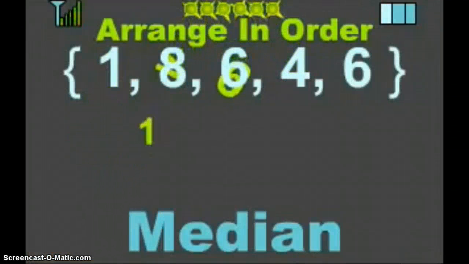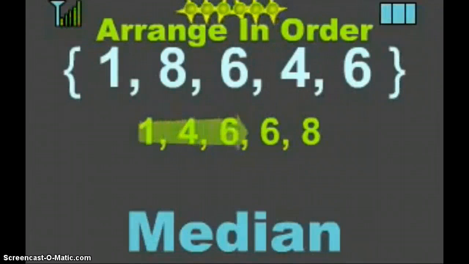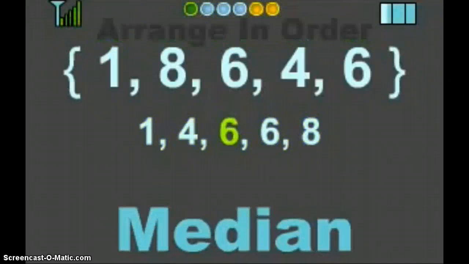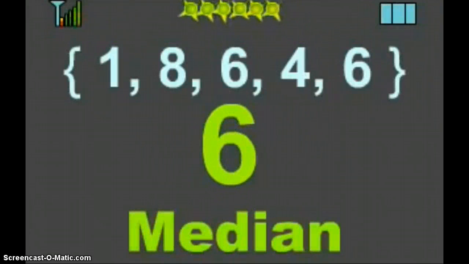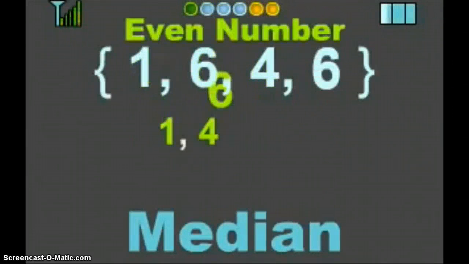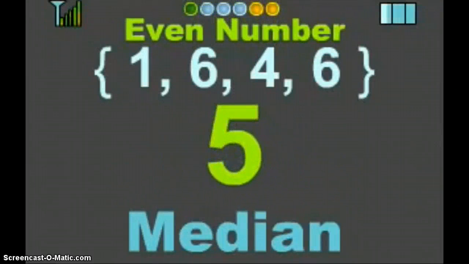Arrange the numbers in order, from the lowest to the highest values. The middle number is the median for an odd number of items. The average of two middle numbers is the median for an even number of items.